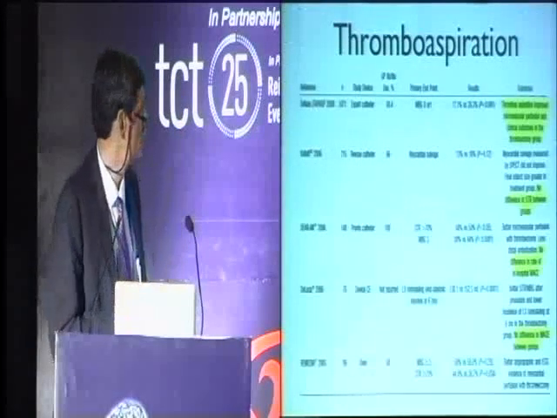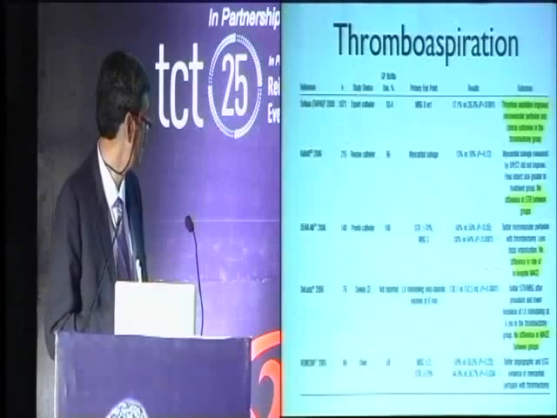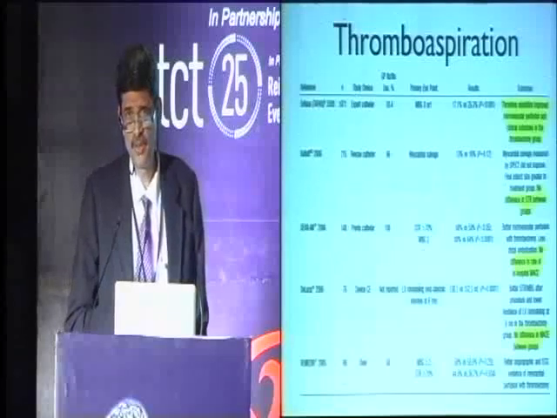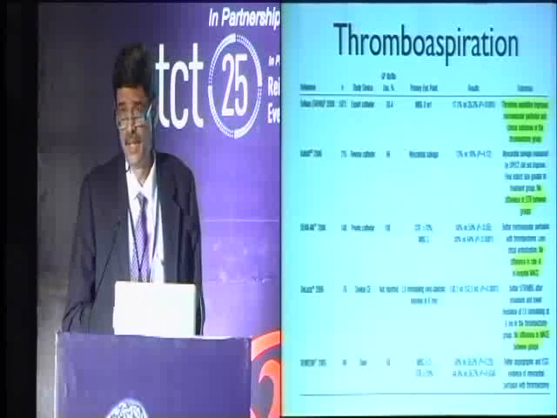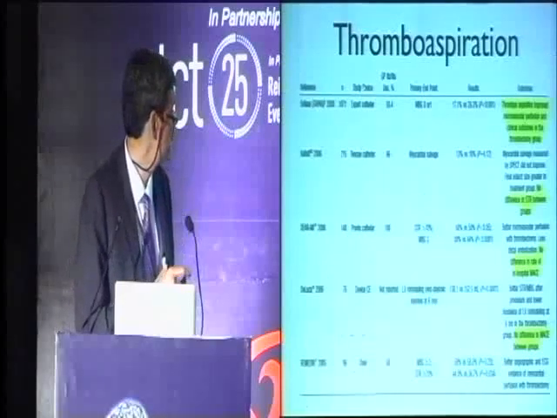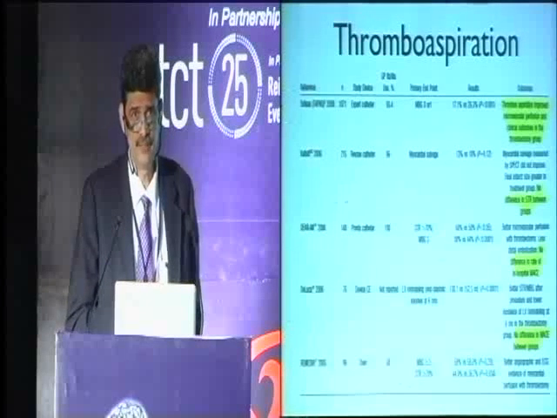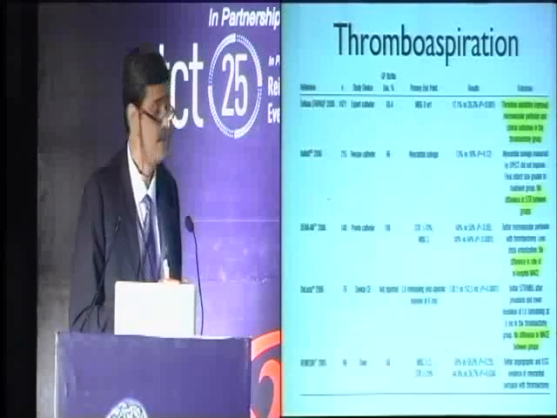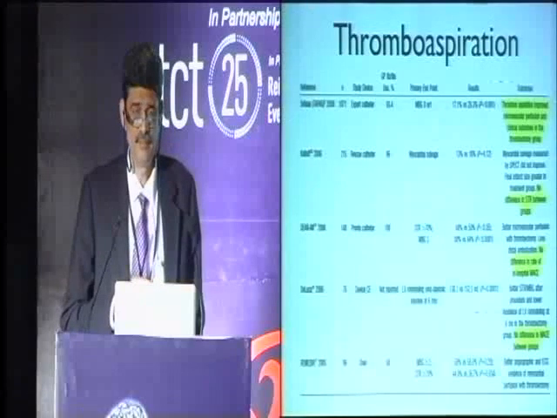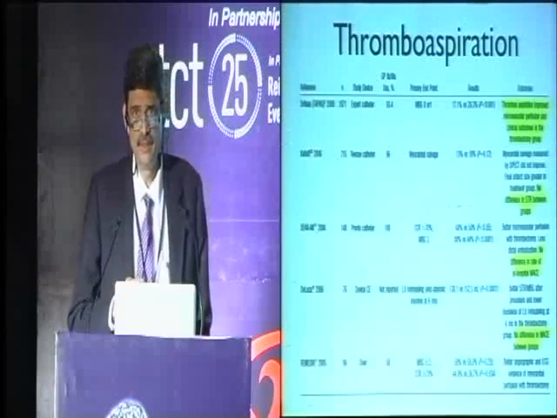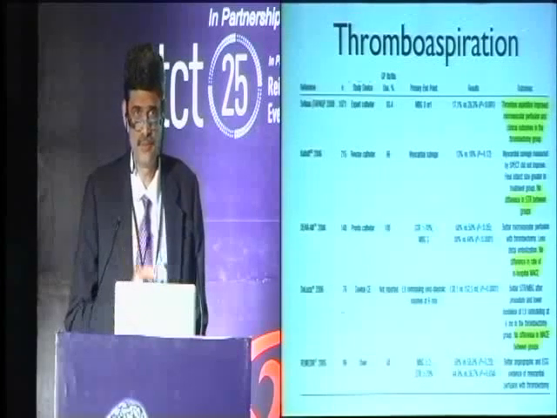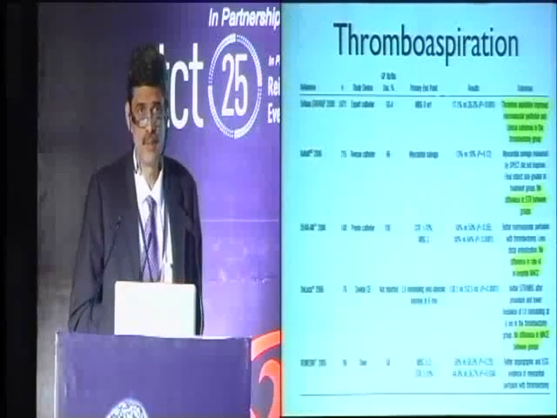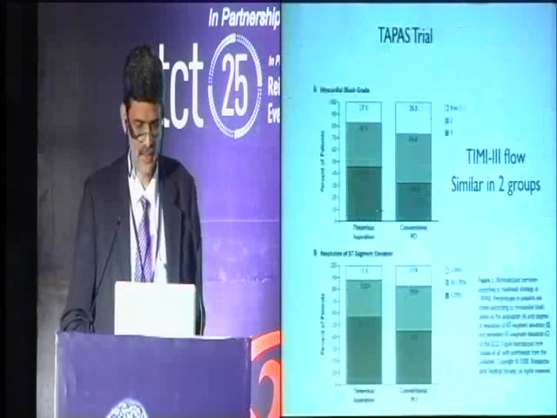Now, a very important thing about thromboaspiration. Until 2006, most of the thromboaspiration catheter trials showed borderline or ambiguous results, showing that it doesn't really help. The first trial which really showed significant benefit in this setting was the TAPAS trial, which was published in 2008, and it showed that by the use of the Export catheter in the setting of acute ST elevation myocardial infarction, the acute results as well as the long-term clinical outcomes were better.